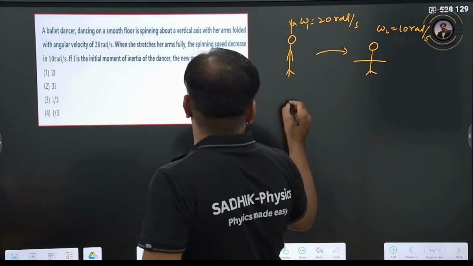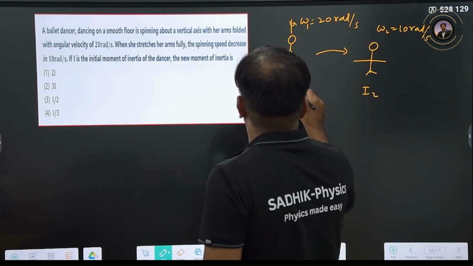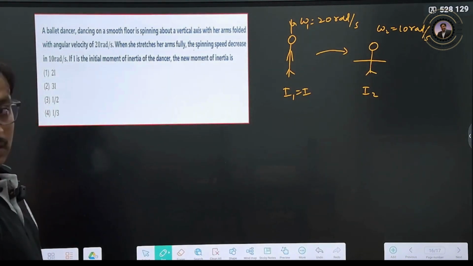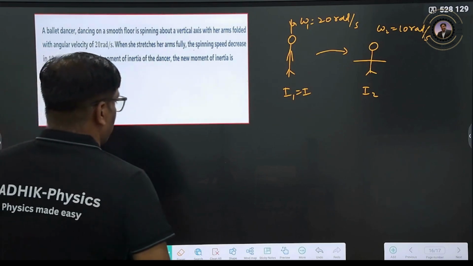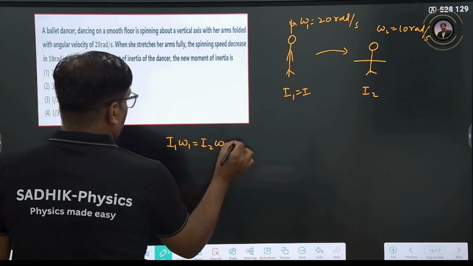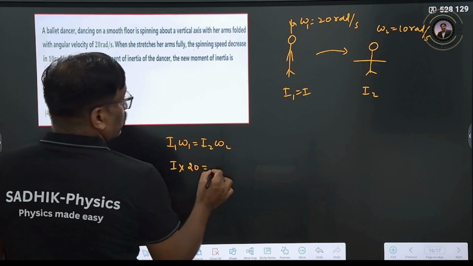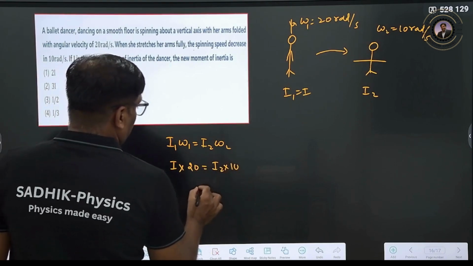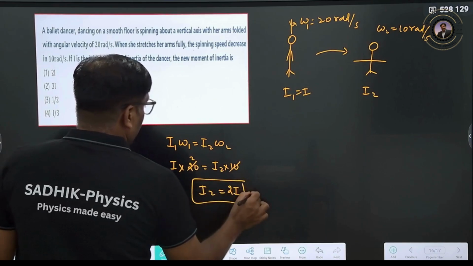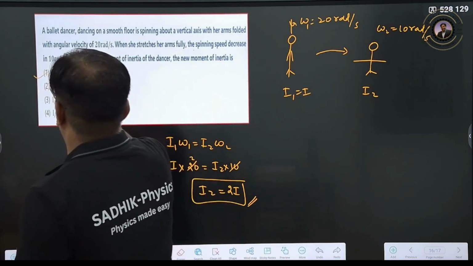If initially the moment of inertia is I, we want to calculate the new moment of inertia, I2. Simple, again stretching and folding. We can use the law of conservation of angular momentum: I1 omega 1 equals I2 omega 2. I into 20 equals I2 into 10. So I2 equals 2I. When she stretches, the moment of inertia increases. So 2I will be your answer. Clear?